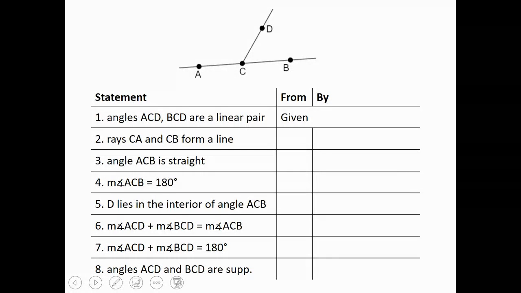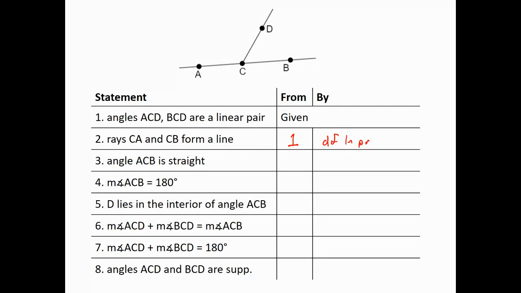All right, so let's go to line number 2. Rays CA and CB form a line. And you know how inference chains work, right? This line number 2 didn't drop out of the heavens with no reason at all. Instead, it follows from some previous line or lines in the proof. And of course, the only line that it could possibly follow from is line number 1. And it follows from line number 1 by the definition of linear pair. That definition says that the non-common sides of a linear pair form a line. So we just simply apply the definition and we get line number 2.